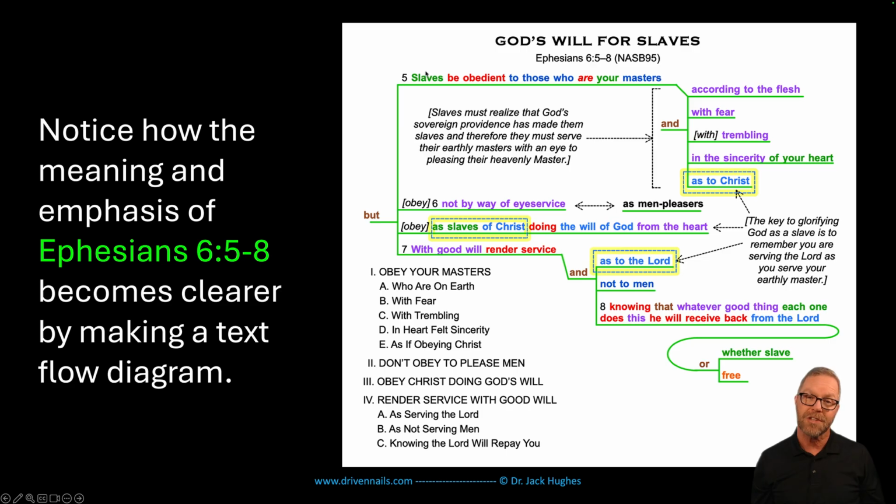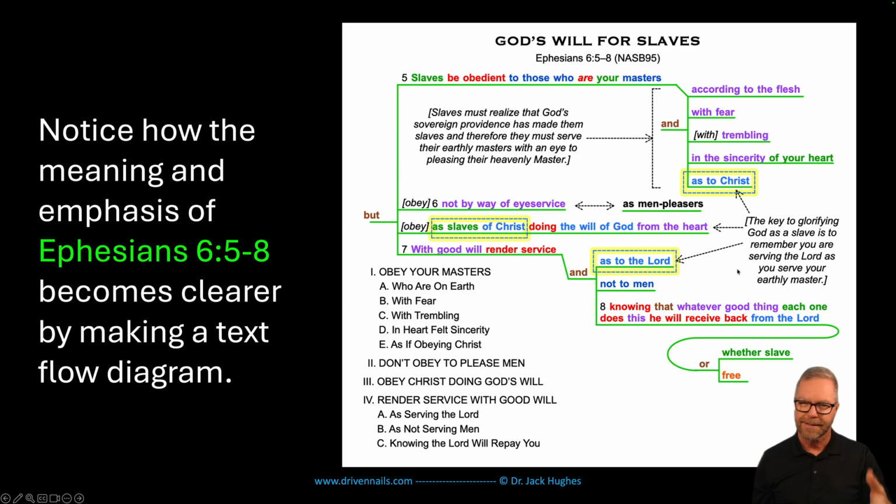Then you also have slaves implied, but in contrast, instead of trying to please men, you need to obey as slaves of Christ, doing the will of God from the heart. So this tells us that slaves need to obey Jesus from the heart, right? And then also slaves need to obey with goodwill. That's how they need to render service. Notice, as to the Lord. Notice, as to Christ, as slaves of Christ, as to the Lord.